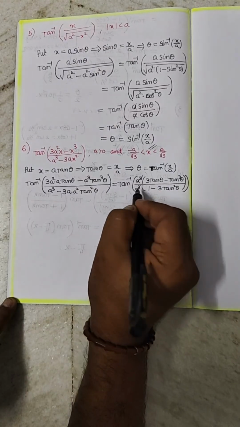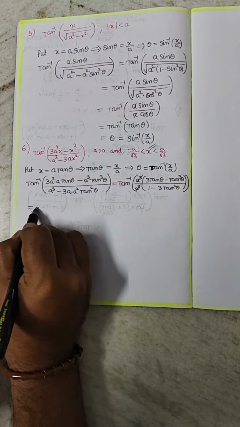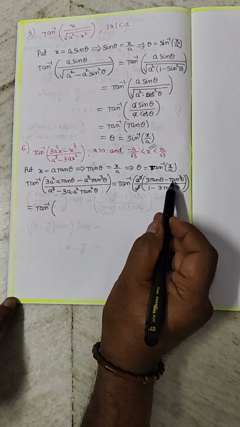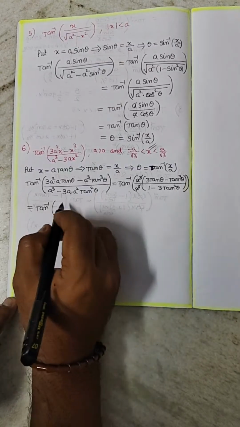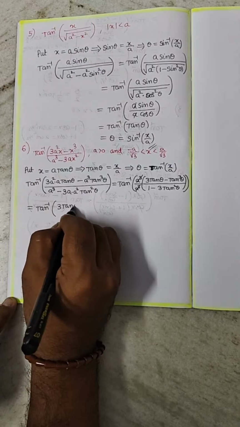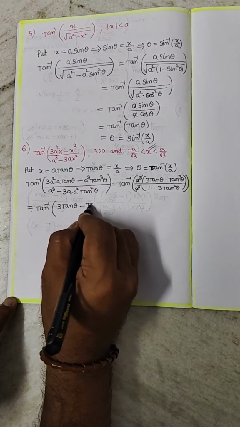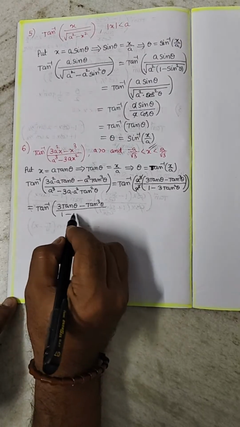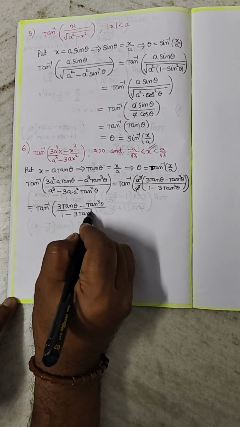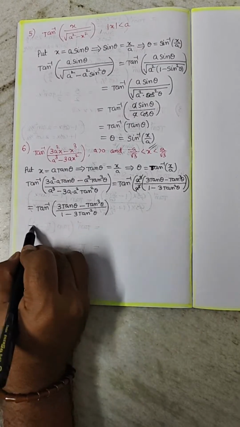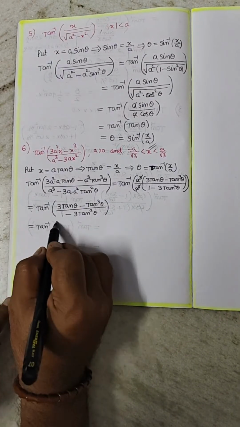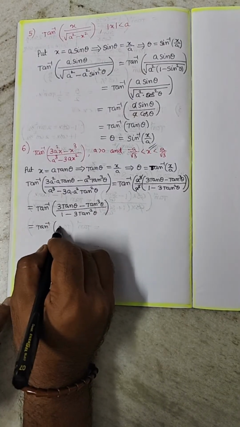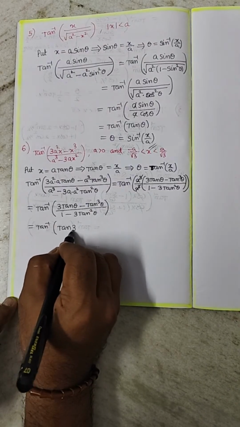So a cube gets cancelled, which is equal to tan inverse of (3 tan theta minus tan cube theta) by (1 minus 3 tan square theta), which is equal to tan inverse of (3 tan theta minus tan cube theta) by (1 minus 3 tan square theta), which is called tan 3 theta.